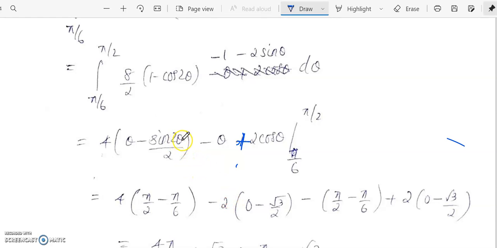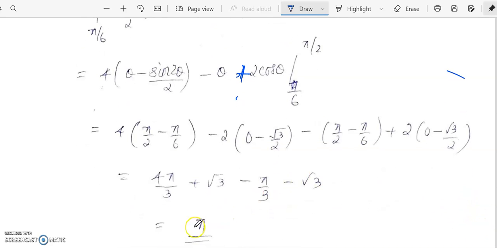then sin pi will be 0, sin 2 pi by 6 will be sin pi by 3, which is root 3 by 2. Then minus, here pi by 2 minus pi by 6 comes, plus 2 cos pi by 2 will be 0, minus cos pi by 6 is root 3 by 2. So therefore, the terms will cancel out, and the root 3 cancels out. So we'll get 3 pi by 3, which is equal to pi. So that is going to be the required area.